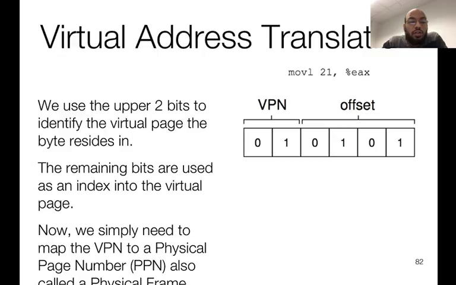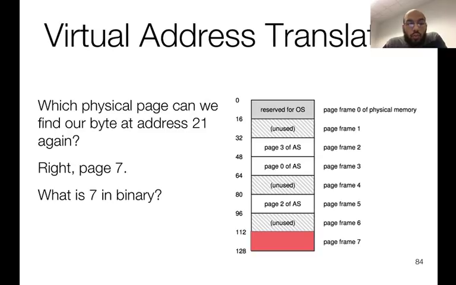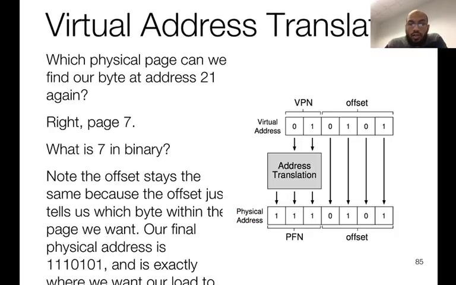So now you simply need to map the VPN to a physical page number, PPN, also called a physical frame number. So which physical page can we find our byte at address 21? It's basically page frame 7. And what is 7 in binary? Okay, so 7 in binary is 3 ones, right? So the PFN is 3 ones.